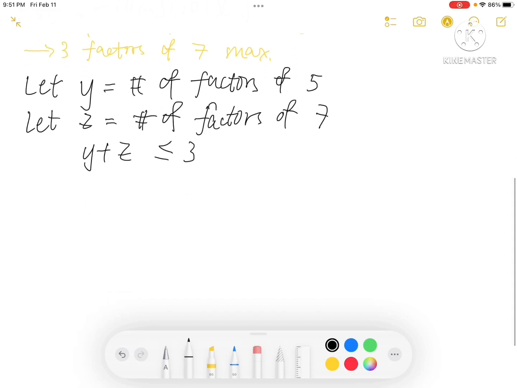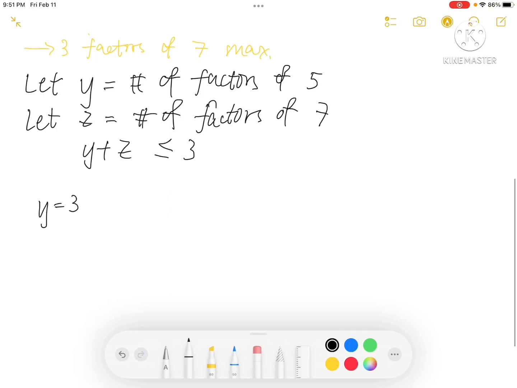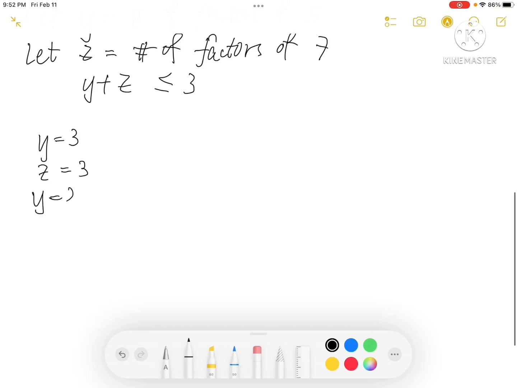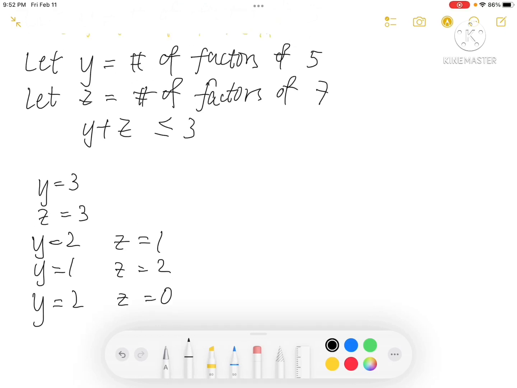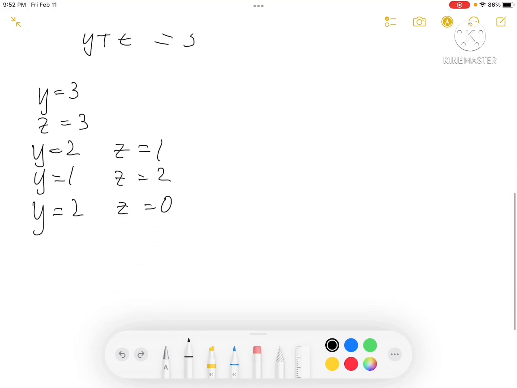So now let's consider the different scenarios. Firstly, we can have y equal to 3, so all of the factors chosen from the sets are 5. Or we can have z equal to 3, when all of the factors from the sets chosen are 7. We can also have y equal to 2, z equal to 1. Similarly, y equal to 1, z equal to 2. Or y equal to 2, which just means that there will be 2 factors of 5 and 0 factors of 7. And we can also use symmetry to deduce that y equal to 0 is also a possible value. So these are all the possible values.